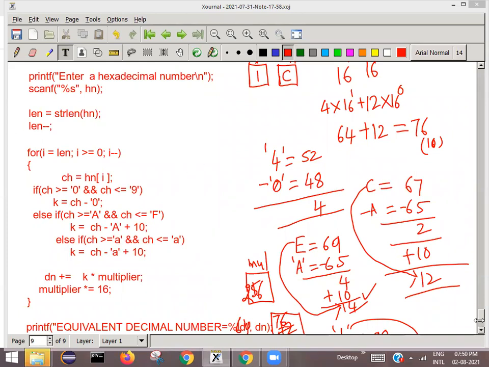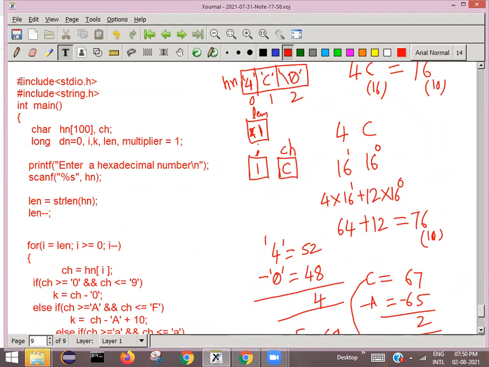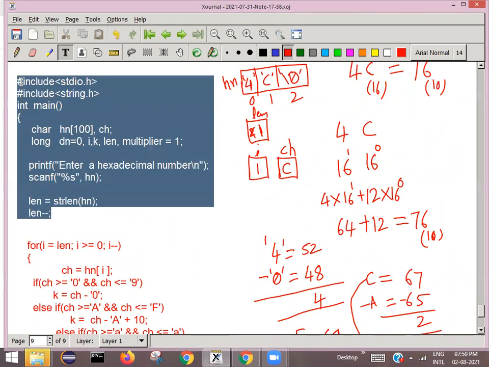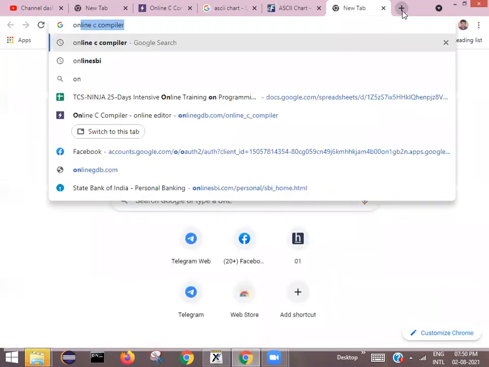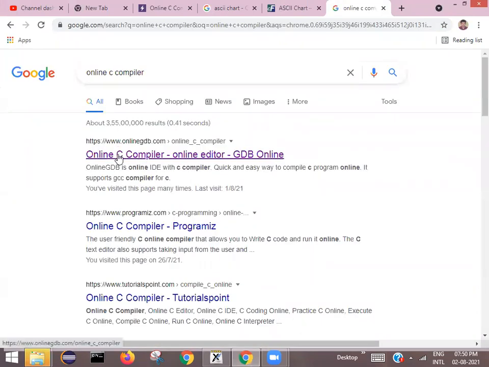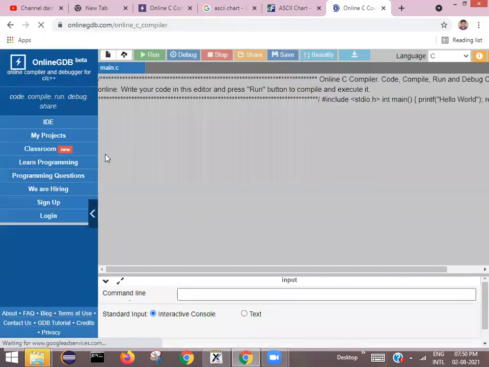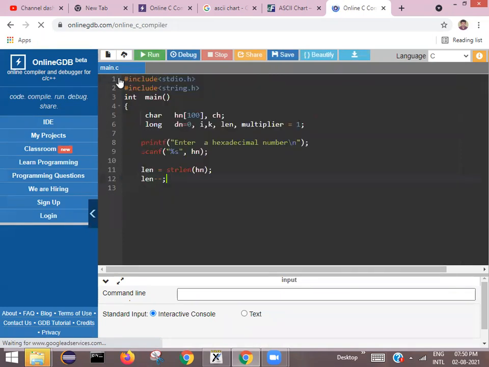Now just let us cross check whether it gives the correct output or not. Here no need to print anything because we are getting the number directly. So what I do is I open one more online C compiler so that you can cross check. In one window we have the decimal to hexadecimal program, and in another window we have the hexadecimal to decimal program we are copying.